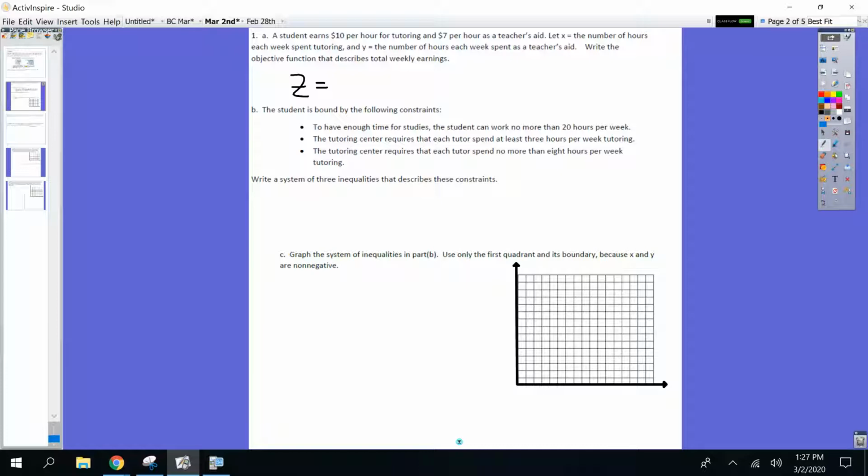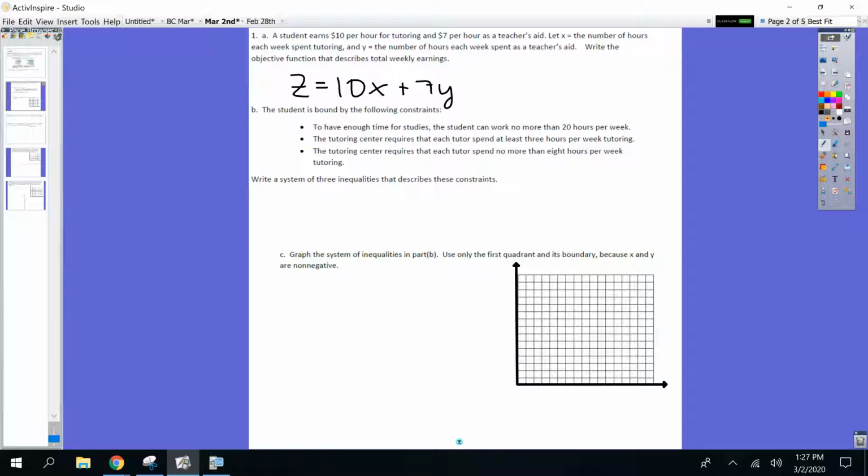$10 an hour. What did I already call tutoring? So 10X. And then what did I call teacher's aide? Y, so plus 7Y. Most likely, you will set up this equation by the money that's involved. We're not graphing it. Remember what this is used for from last week? You plug your vertices into that, okay? And here comes the tough part.